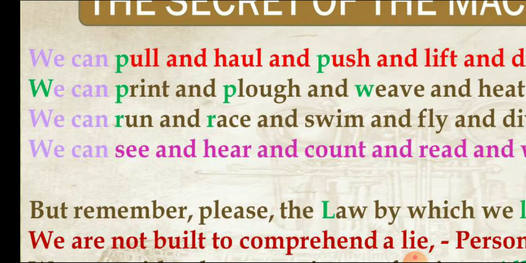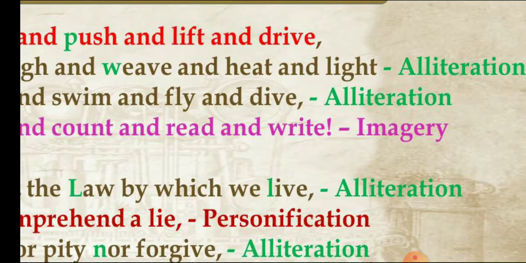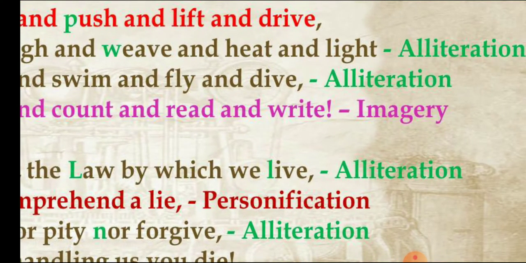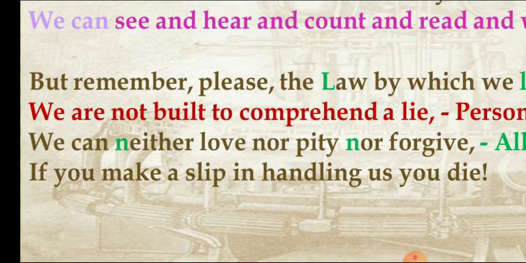And we can also run and race, that is, the machines can run and race and swim and fly. So we use a ship, boat and even an aeroplane in order to swim and fly. And we can see and hear and count and read and write. So we can also use various machines in order to see, and we use hearing aids in order to hear, and we use machines in order to count money. And we can also read by using braille, and we use other machines like computers, scanners, in order to read. And we write by using writing machines like typewriters and computers.